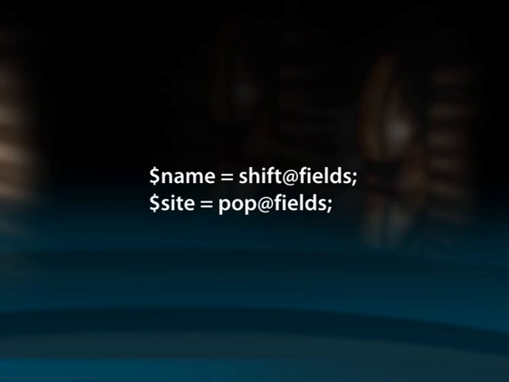$name equal to shift fields and $site equal to pop fields. Now the problem is to translate the recognition site to a regular expression. By the sample recognition site on Rebase, it can be noted that the cut site is represented by the caret symbol. This does not help make a regular expression that finds the site in a sequence. So we have to remove it.